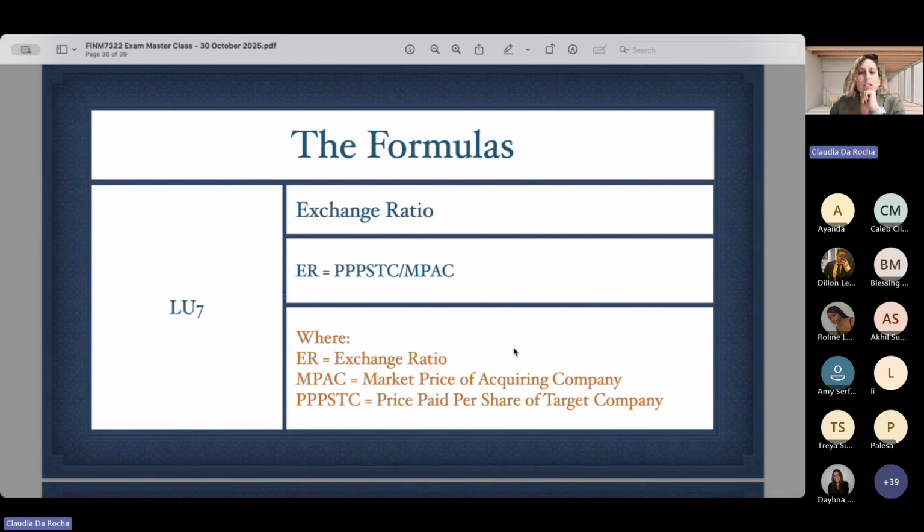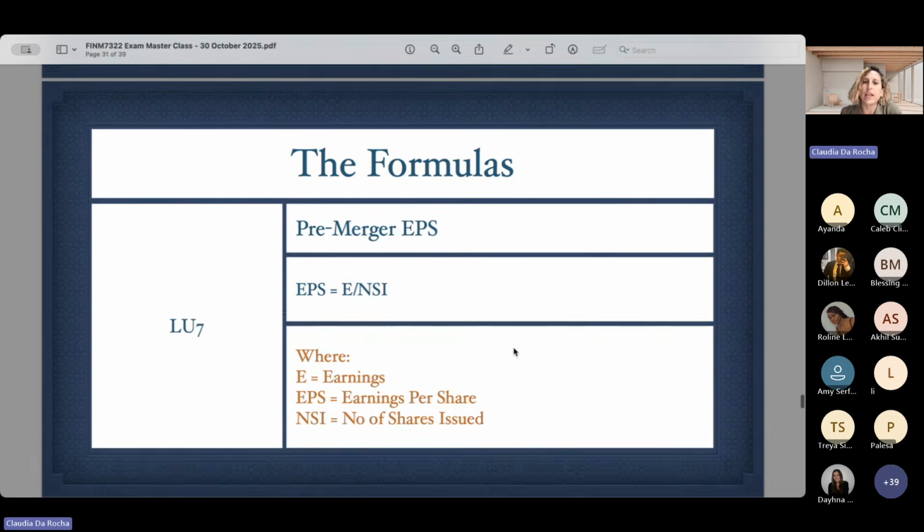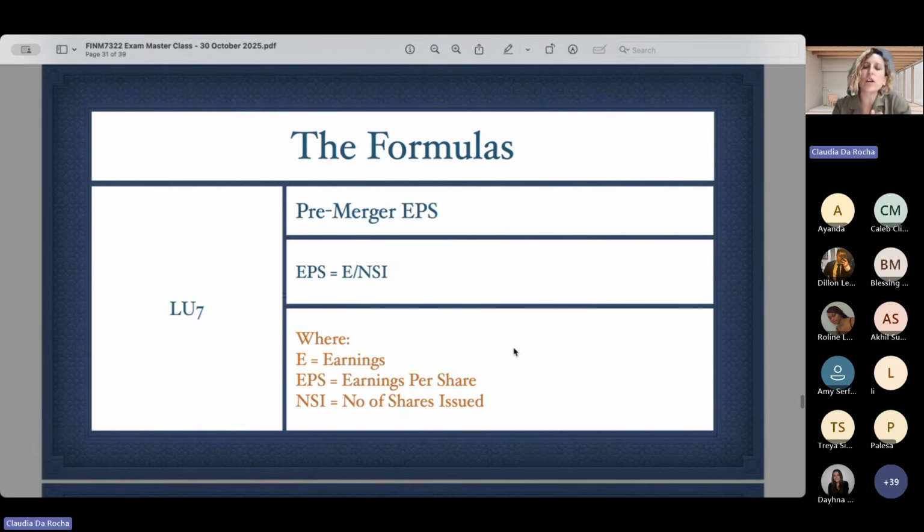So we have PPSTC, which is the price paid per share of the target company. That is, in essence, the amount you pay for the share of your target company. So this is the company that we are acquiring. Then you have the market price of your acquiring company, which is just what the share price is in the market. Then we have pre-merger EPS and post-merger EPS, pre-merger price earnings ratio and post-merger price earnings ratio.